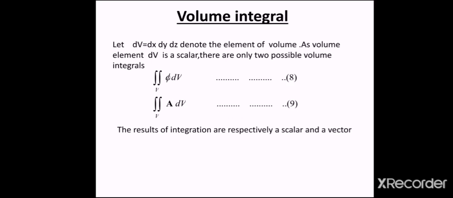And then volume integral. Let dv equal dx dy dz denote the element of volume. As the volume element dv is a scalar, there are only two possible volume integrals, that is, the integral over V of phi dv and the integral over V of A dv. The results of integration are respectively a scalar and a vector. That's all about volume integral.